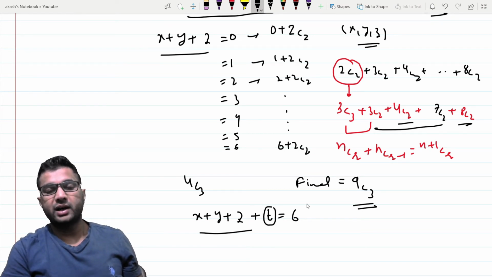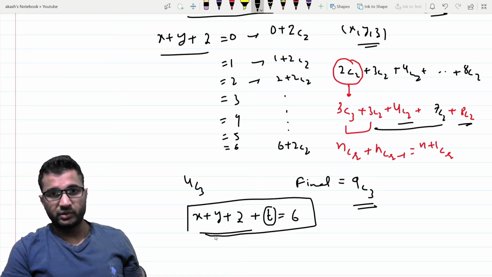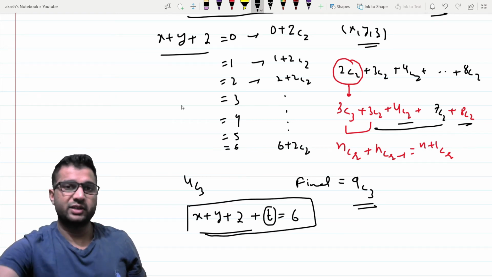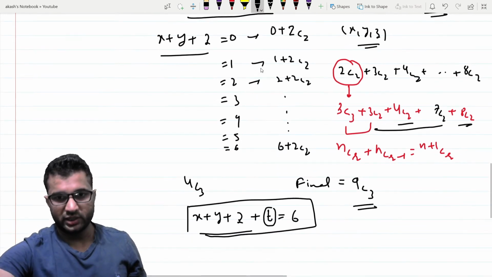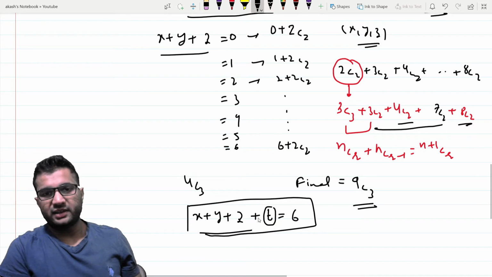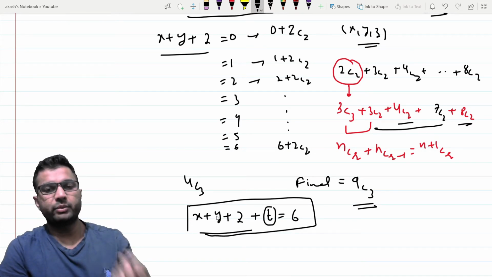So we will be having an answer corresponding to this particular equation, same as this particular inequation, x plus y plus z less than 6. The logic is that if t gets any value, in that case x plus y plus z will be lesser than 6, otherwise it will be equal to 6.